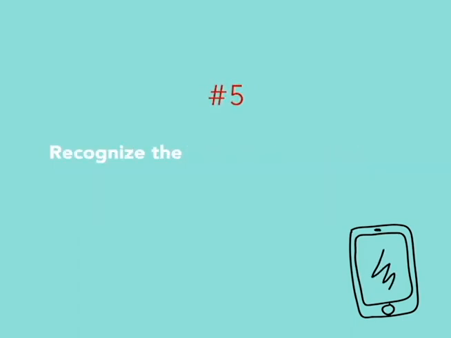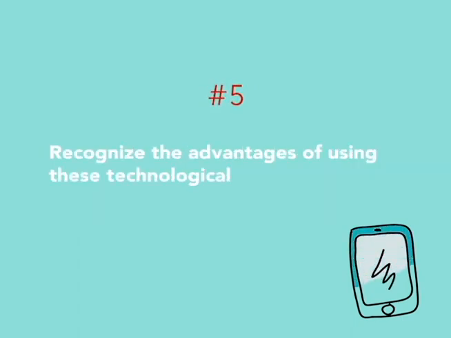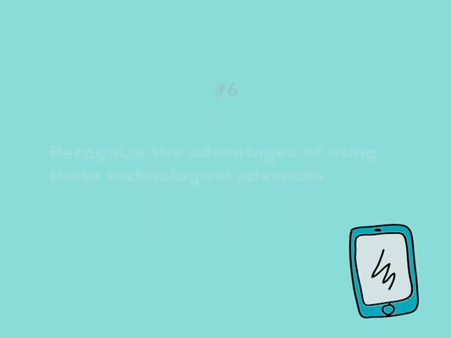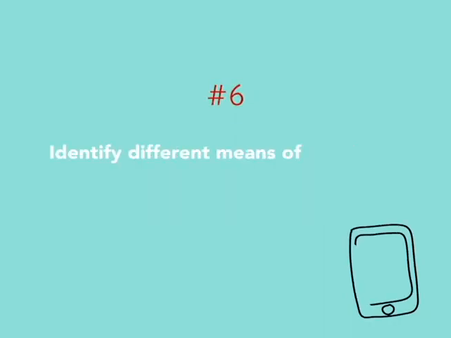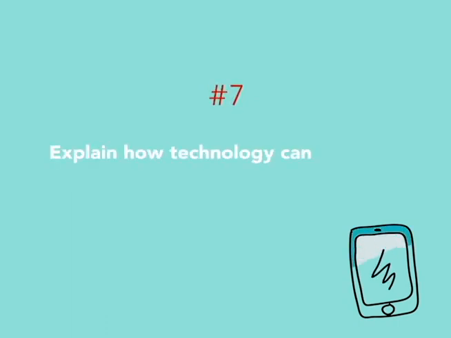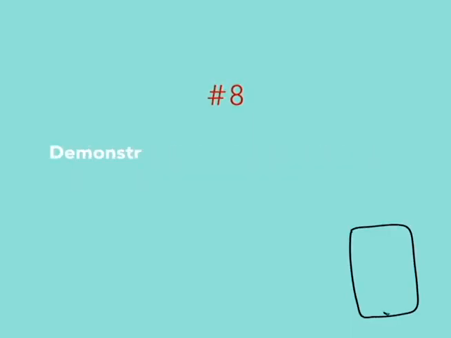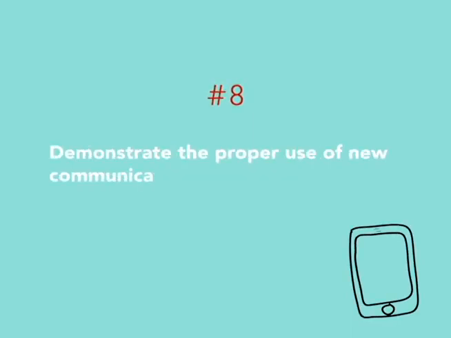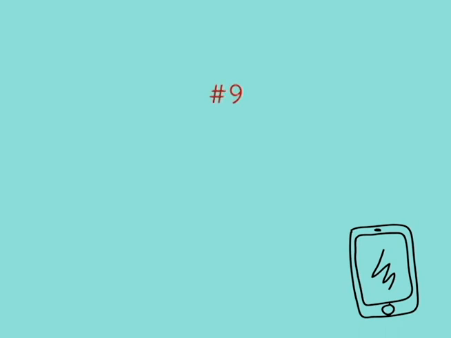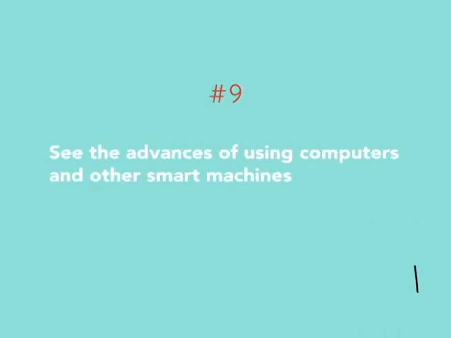5. Recognize the advantages of using these technological advances. 6. Identify different means of communication. 7. Explain how technology can help us communicate with others. 8. Demonstrate the proper use of new communication technology. And 9. See the advances of using computers and other smart machines.